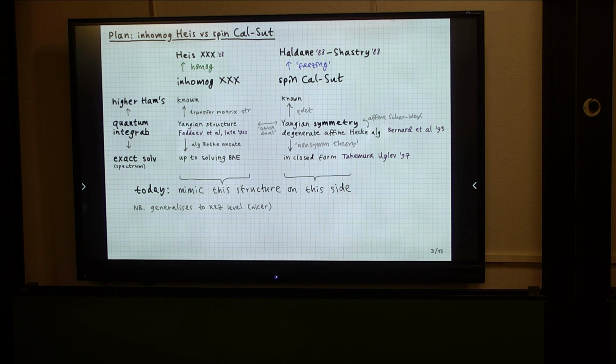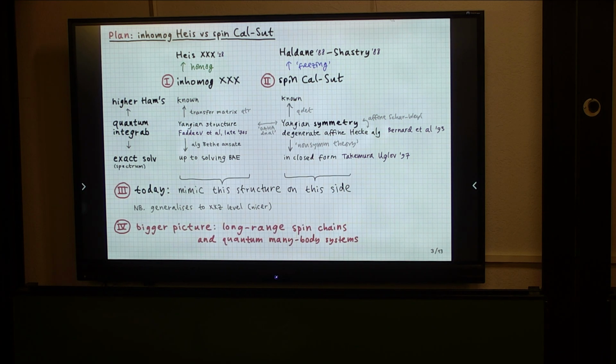And I should mention that everything that I will say generalizes to XXZ level, which is actually nicer, but it's a little bit more technical. So I decided to just talk about the XXX level. And also, I think everything will generalize to higher rank as well, but not higher spin. But I'll just stay with the simple SU(2) spin 1/2 case.